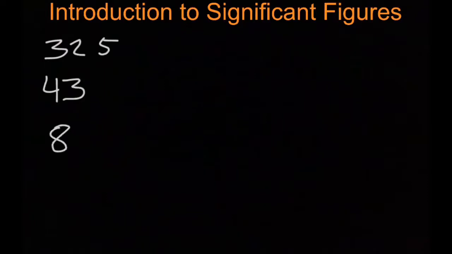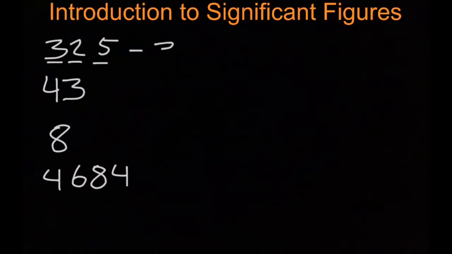What everyone needs to know is that when you're dealing with numbers that do not have a zero, then all the numbers are considered significant figures. So let's say we're given 325, 43, 8, and 4,684. So let's do the first one. How many significant figures would 325 have? Since none of these numbers here are zeros, all three are considered significant figures.